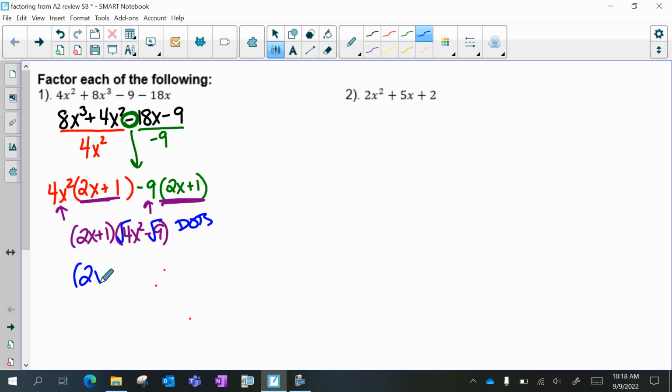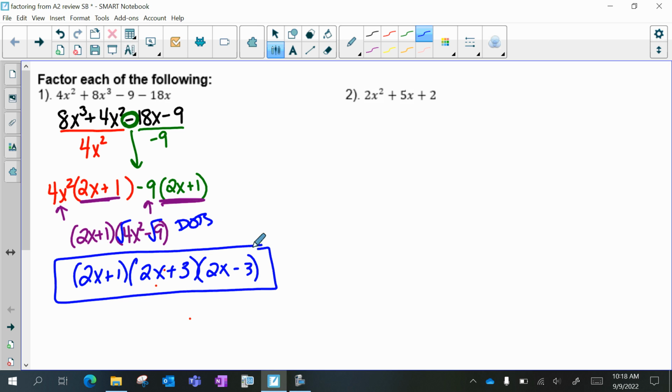First parentheses was unused, so it just gets brought down. This becomes 2x plus 3 and 2x minus 3. So that is our review of factoring by grouping.